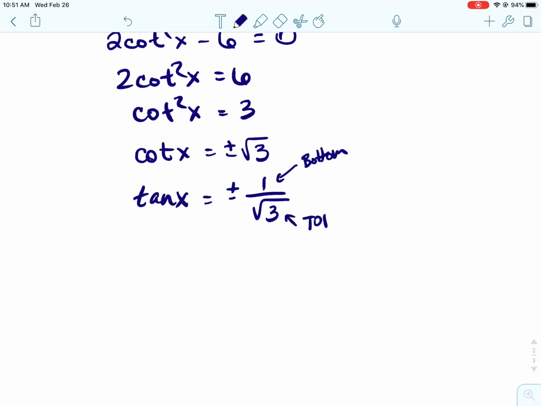So what do y'all think? Pi over 6. All right, what quadrants are we talking about here? All of them. All right, so we need pi over 6 in every quadrant. There it is.